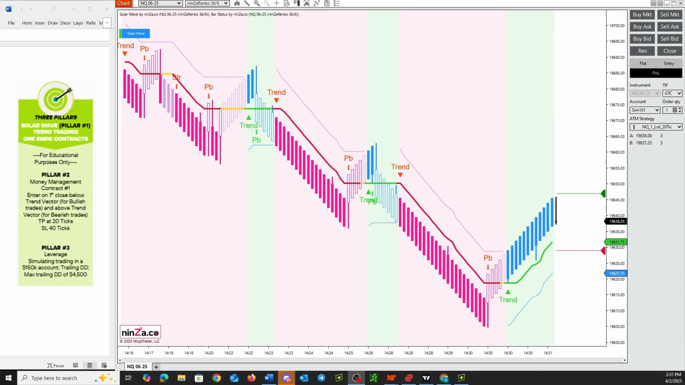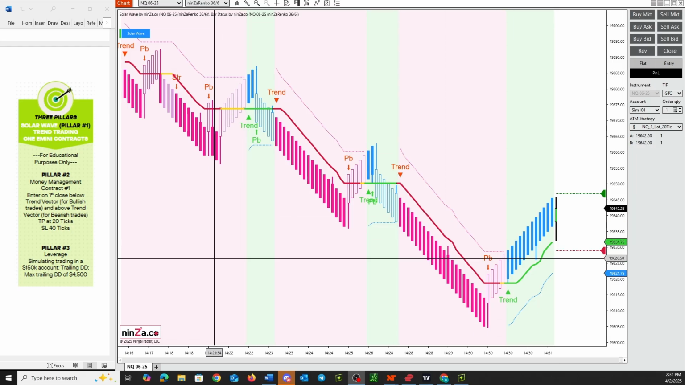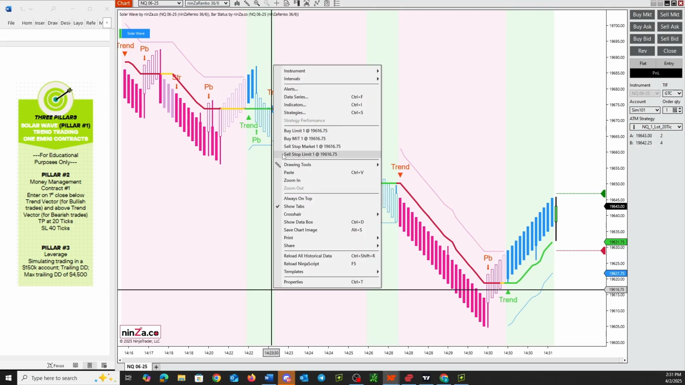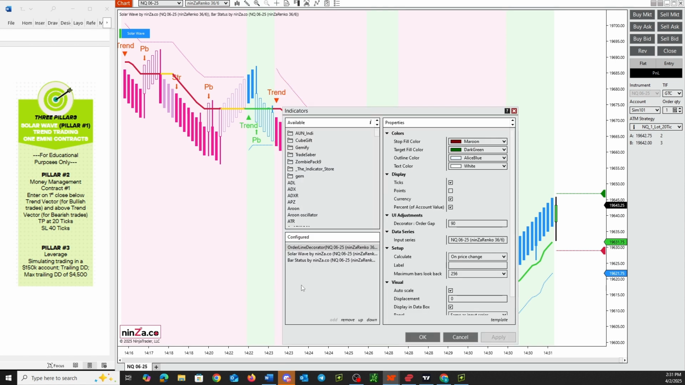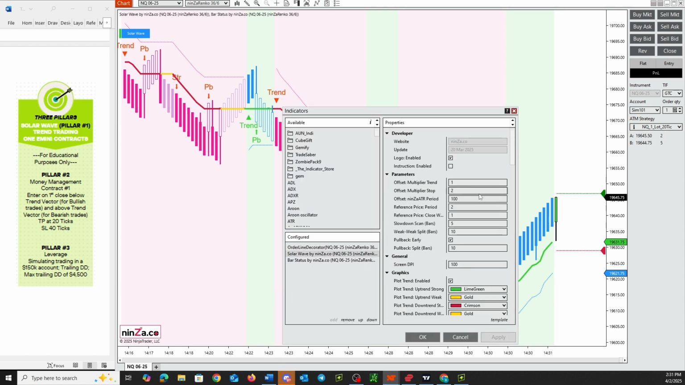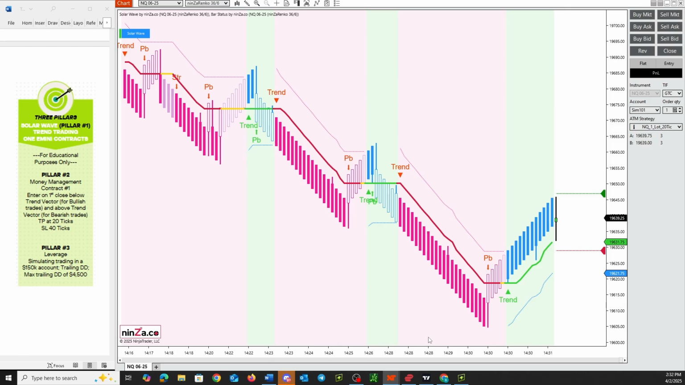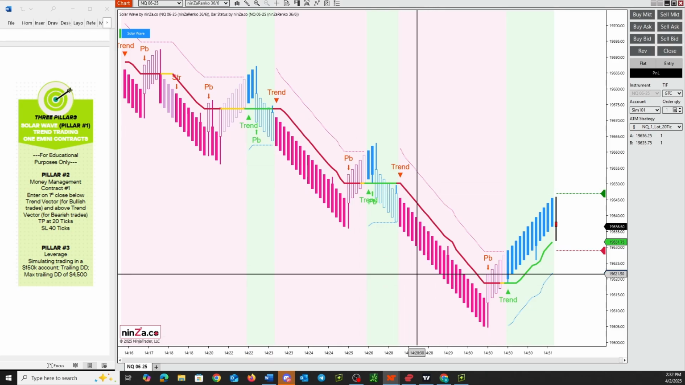Welcome to the afternoon session, where we're going to be trading the Solar Wave indicator from Ninja. And today we're going to configure it so that it's in scalping mode. We're using a 36.6 Ninja bar chart. We've got the settings on the indicator set to half the normal size. So the offset multiplier trend is 1 and the multiplier stop is 2. That just tightens up the trend vector and the trail. That's all that does right there.